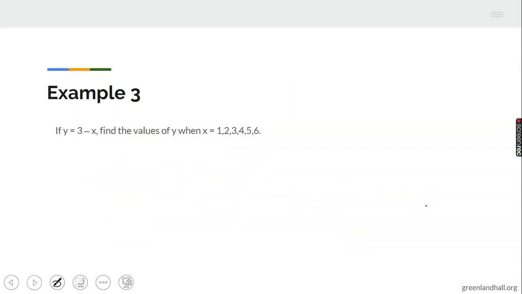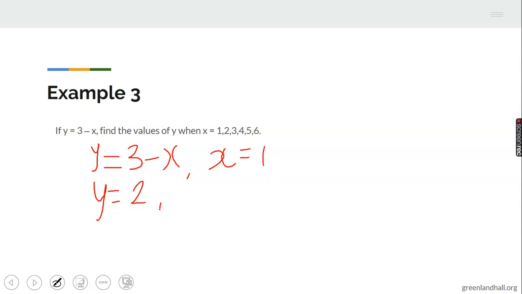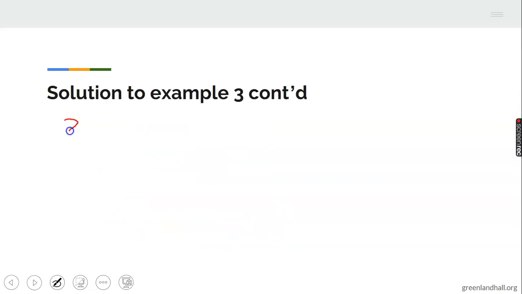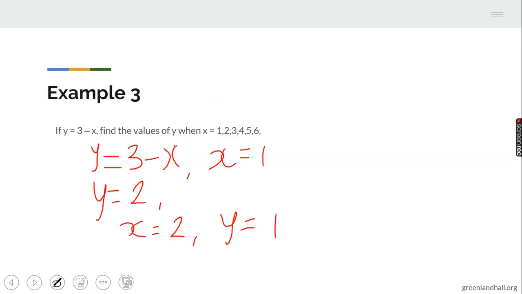We have to find the values of y when x equals 1, 2, 3, 4 up to 6. Just follow. Y equals 3 minus x. Now, when x is 1, what is y? Y equals 2. Then next, when x is 2, what is y? Y equals 1. Next, when x is 3, what is y? Y equals 0.